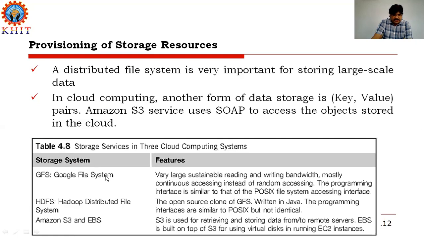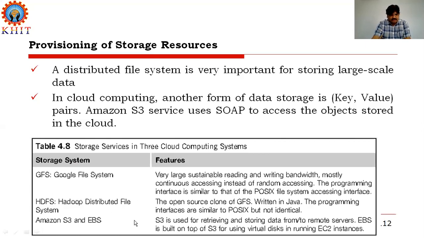The Google file system will be used for storing or keeping very large amounts of data. When they want to store very large amounts of data in their virtual machines, we use GFS, the Google file system. The Hadoop distributed file system is an open source file system written in Java. This type of API will be used for providing the Hadoop distributed file system.